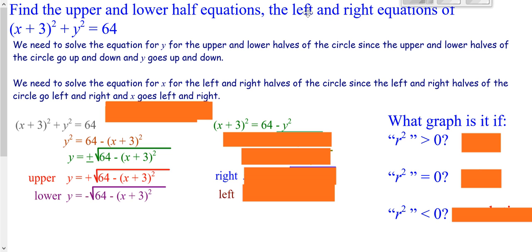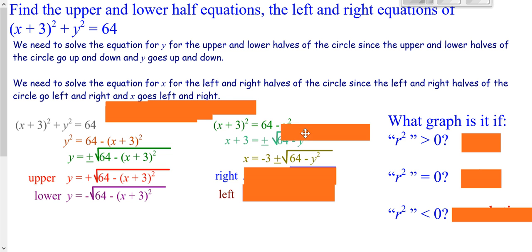Now if you want your left and your right half, that means x goes left and right, we've got to get x by itself. To get x by itself, right here, I'd want to take my y squared to the other side, and that's what you can see here, I had subtracted y squared. Then to try to get x by itself, I could undo my squaring by taking the square root of both sides. Then I've got to finish getting x by itself by subtracting 3 away from my x.